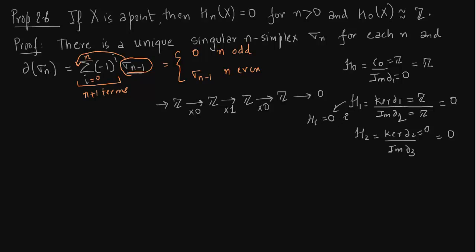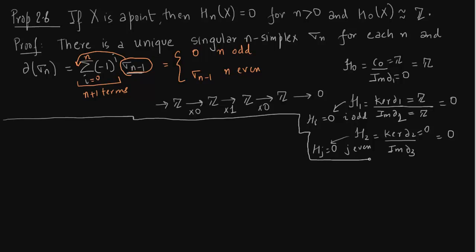Take the argument of H1 and extend it for all odd cases, and you can extend the second argument for all even cases. As you can see, if it is even, then you have an injective map, so the kernel is 0. And if it is odd, it is a multiplication by 0 map, so the entire complex lies in the kernel. And that is pretty much the argument.